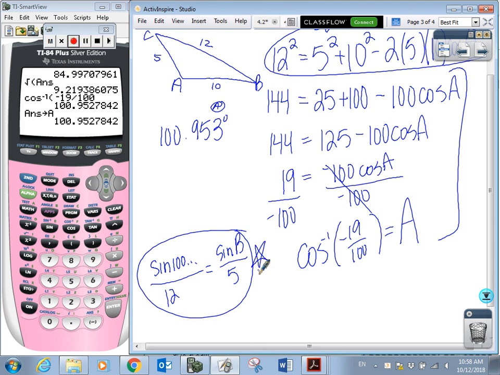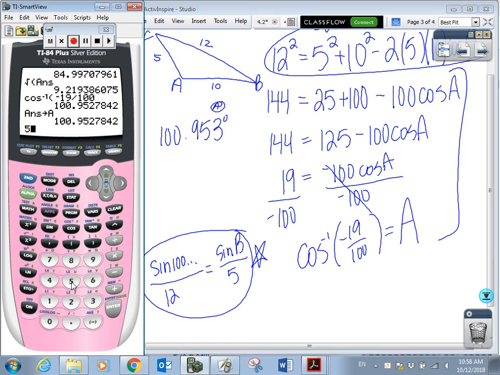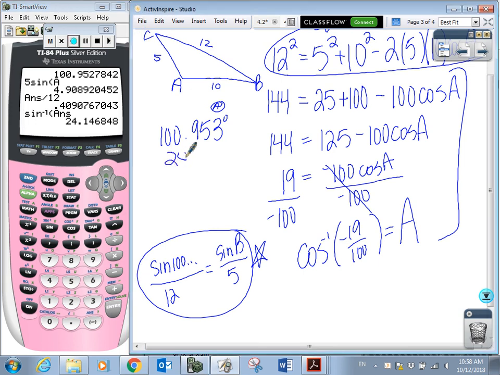Some of you might need to show a little bit more work from there, some of you don't. So now I cross multiply 5 times the sine of that whole number right there. Again, I had to store mine as A, divided by 12. That gives me what sine of B equals. I want to know what B equals, so second sine of that number. There's your other number, 24.1467 degrees.